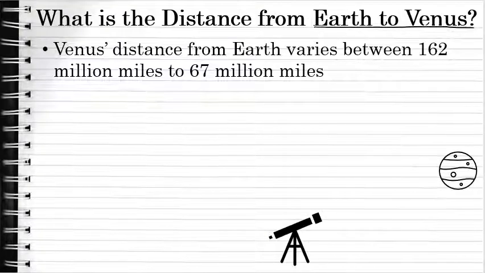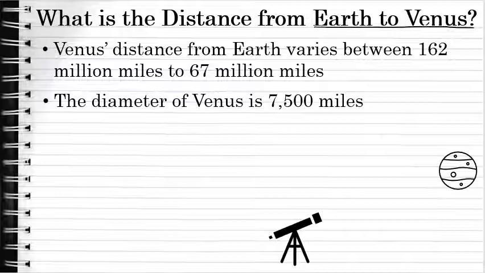Let's begin with a few facts about planet Venus. First, the distance from Earth to Venus varies between 162 million miles at its furthest point to 67 million miles at its closest. And this differs depending on the orbits of the two planets and the time of year.